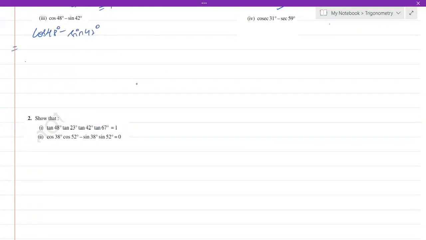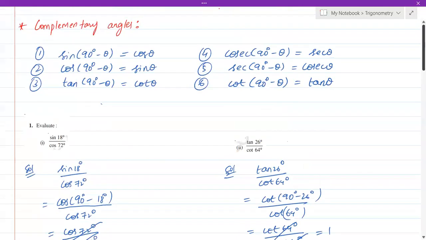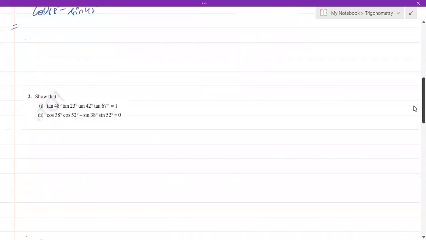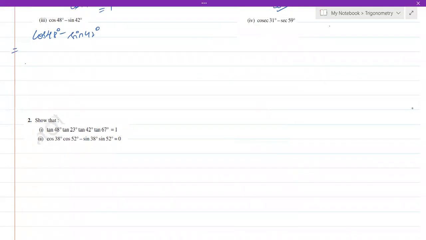Let's change cos 48. Cos theta can be written as what? Observe the first formula itself. Sin of 90 minus theta is equal to cos theta. Meaning cos theta can be written as sin of 90 minus theta. So cos 48 can be written as sin of 90 minus 48. Theta is 48. That's it. Minus sin 42 degrees. So 90 minus 48 is how much? 42. So sin 42 minus sin 42. Both get cancelled. Final answer is 0.